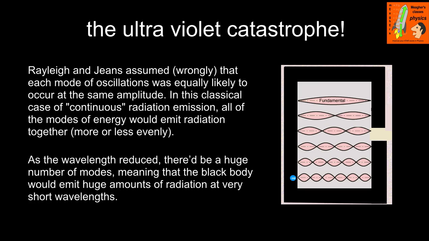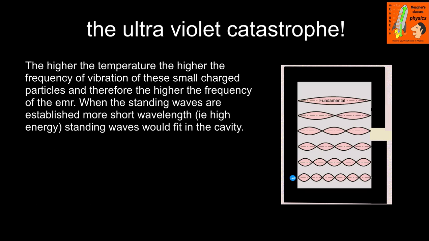So looking at this classical model, it seemed that there'd be a huge number of modes with very low wavelength, and therefore there'd be huge amounts of radiation at those shorter wavelengths. That's what the theory was saying. The theory was saying that at a higher temperature, you have higher frequency vibrations, which means a higher frequency of the electromagnetic radiation, which therefore means you're going to be getting shorter wavelengths, and a lot more of these short wavelengths will fit within the cavity. That's what the theory was saying.